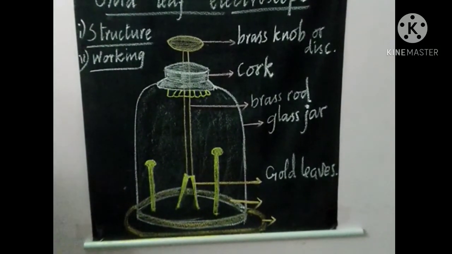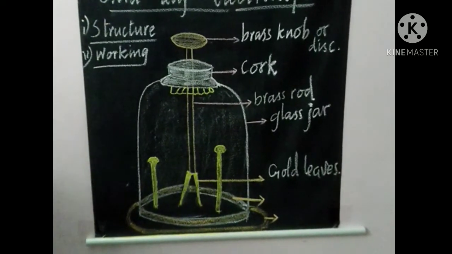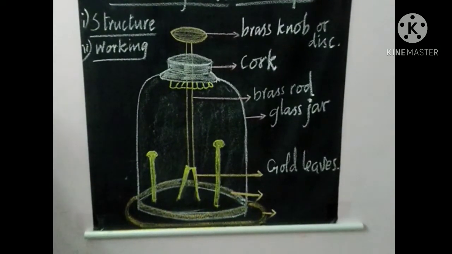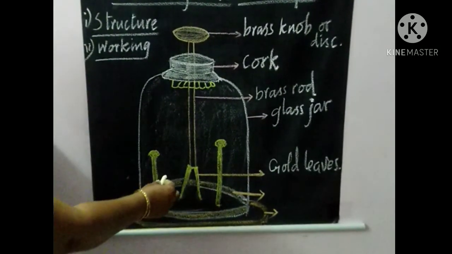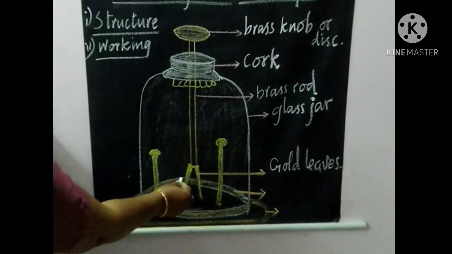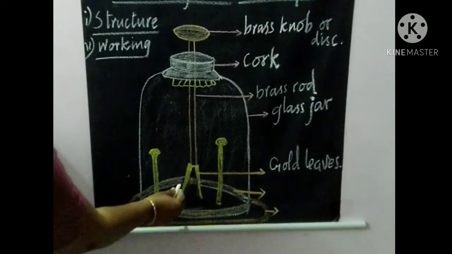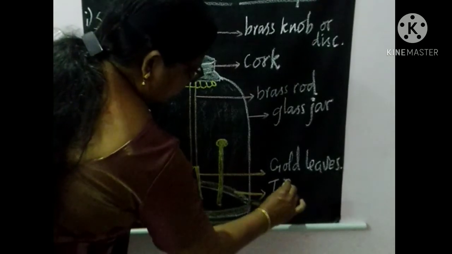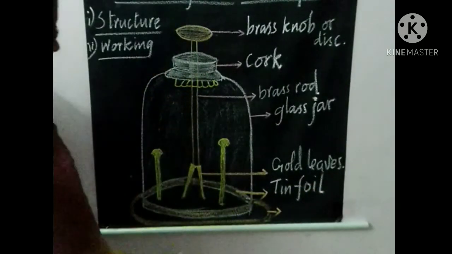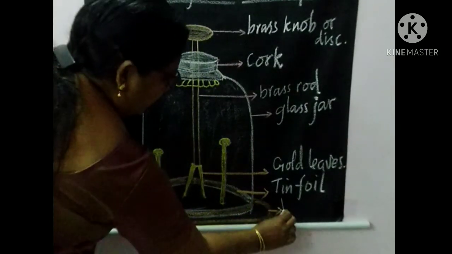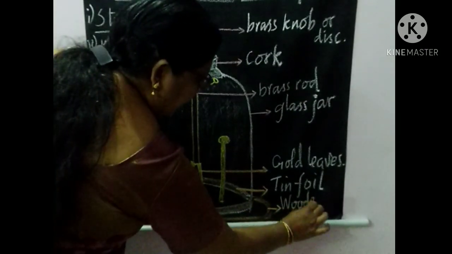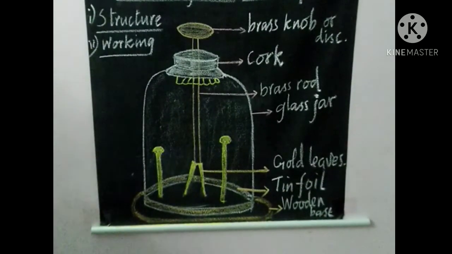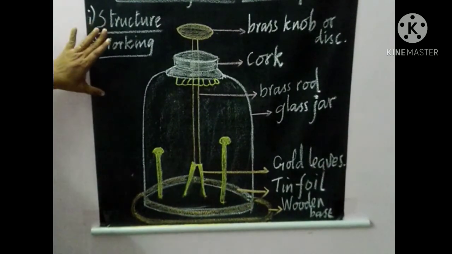Usually gold or silver are used in an electroscope because they are the best conductors of electric current. And finally, the gold leaves are suspended from the brass rod inside the jar, which is mounted on a tin foil, which is placed above the wooden base. So this is the structure of the gold leaf electroscope.